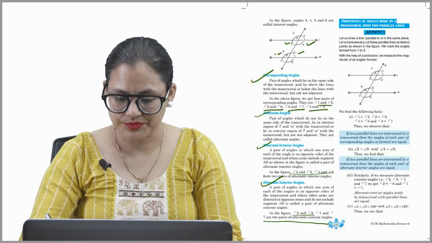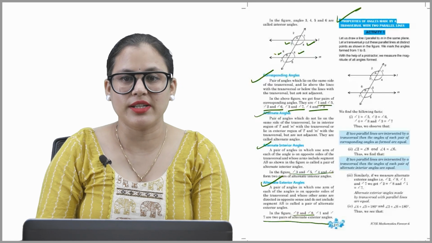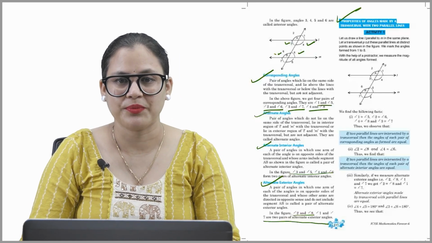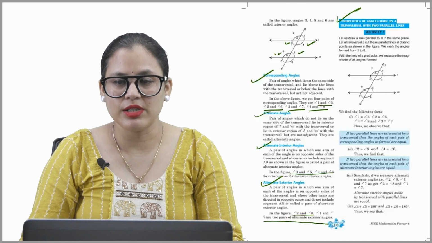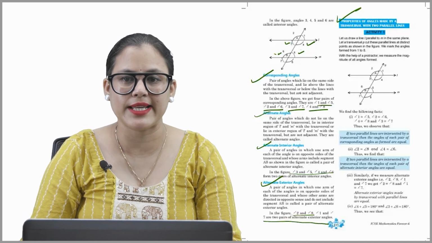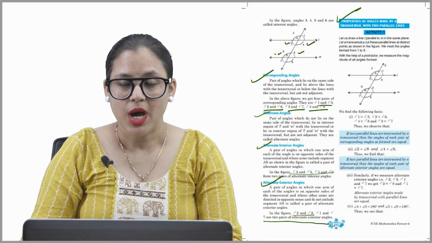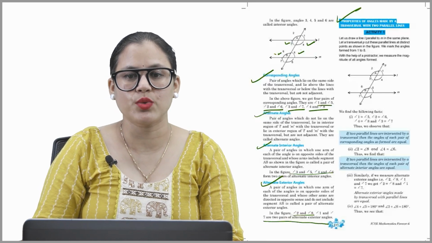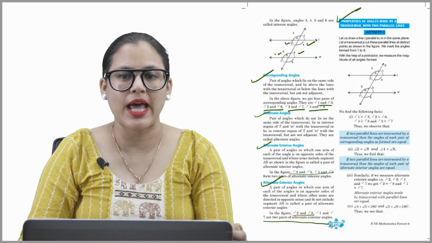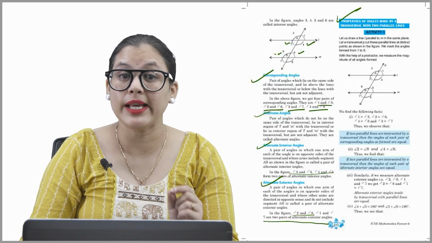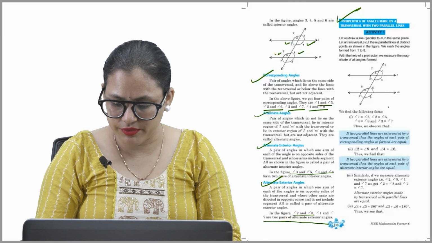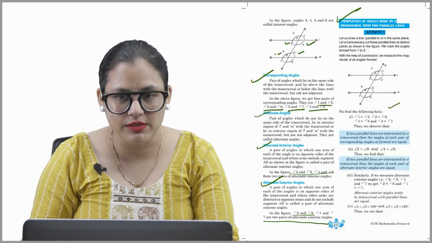Next, properties of angles made by a transversal with two parallel lines. Activity 1. Let us draw a line L parallel to M in the same plane. Let a transversal P cut these parallel lines at distinct points as shown in the figure. We mark the angles formed from 1 to 8. With the help of a protractor, we measure the magnitude of all angles formed.